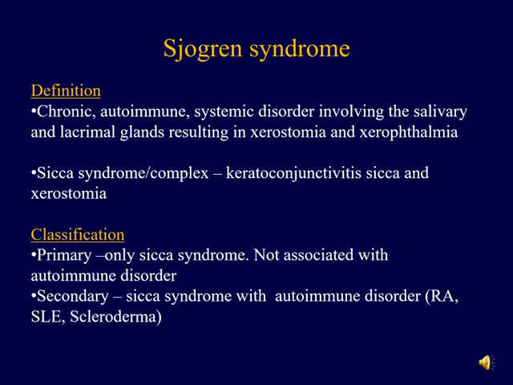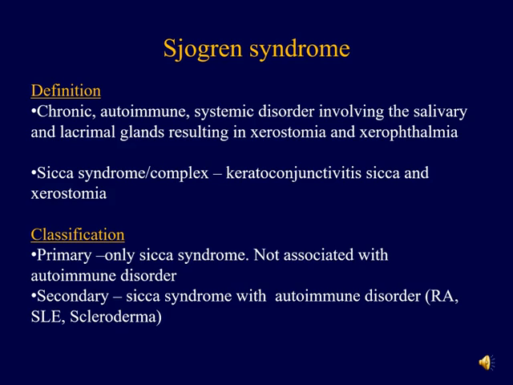Sjogren syndrome is an autoimmune chronic inflammatory condition involving the salivary glands and the lacrimal glands. These two are the exocrine glands. Due to the involvement of the salivary glands, there is xerostomia or dryness of mouth, and due to the involvement of the lacrimal glands, there is xerophthalmia or dryness of eyes. The term sicca means dry. Keratoconjunctivitis sicca and xerostomia together are called sicca syndrome or sicca complex.